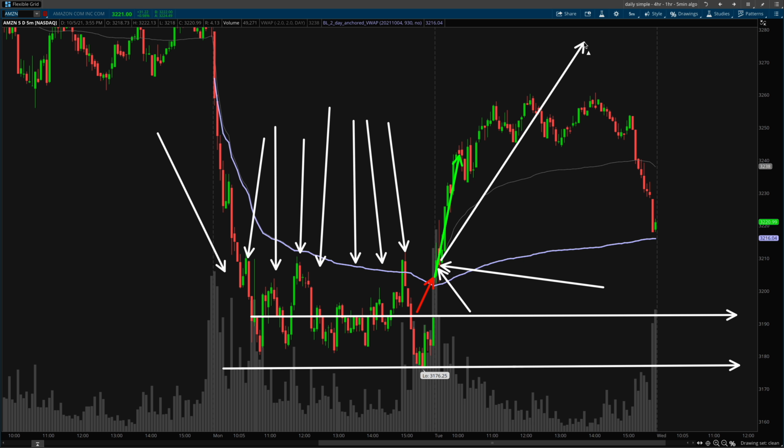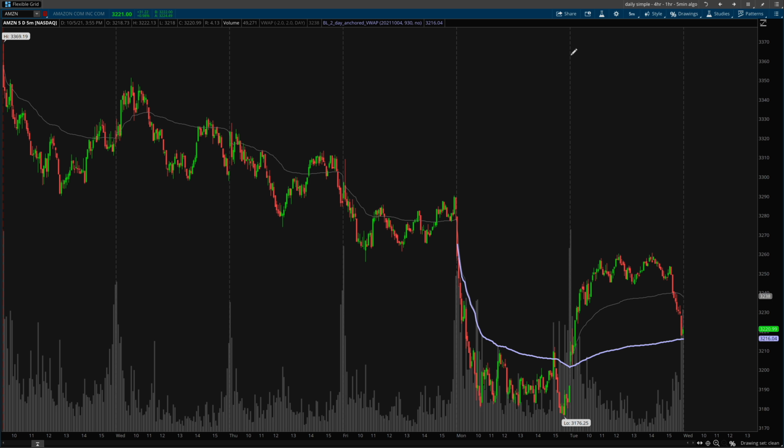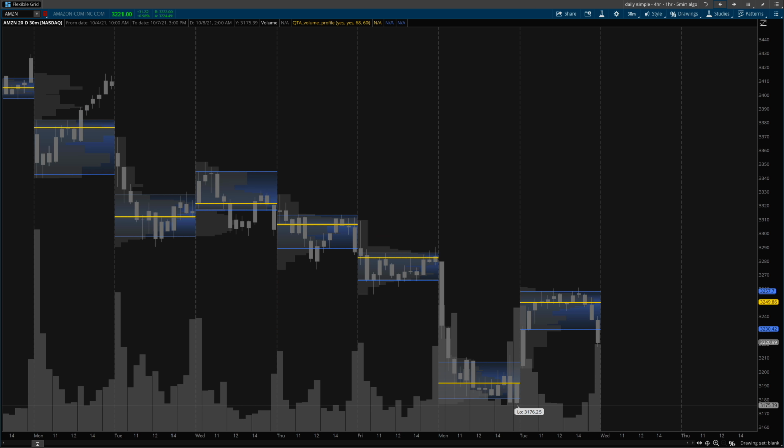Now, granted, bears have been in control in the macro trend right now, or not necessarily the macro trend, but we'll say the trend for September into October, we have been in a downtrend. So bears for the most part have been in control, but when it comes to this type of price action for this day, this is not the type of activity that a bear would want to see. If we jump over and look at the volume profile, we can see this right here.